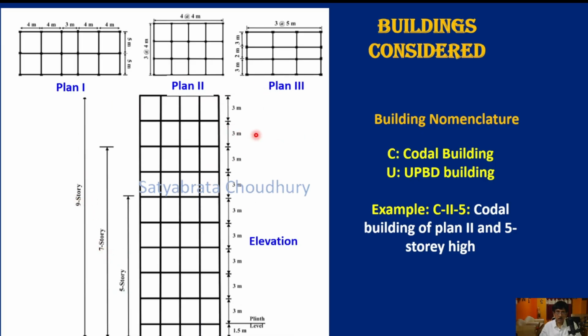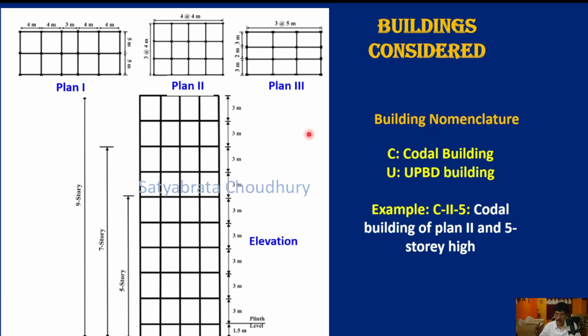So the way of making is like this. We design the Codal buildings through Codal procedure. Taking the Codal design spectrum, we have taken IS code method here. IS code spectrum, and the member sizes etc. are derived such that it is economical as well as not unsafe.